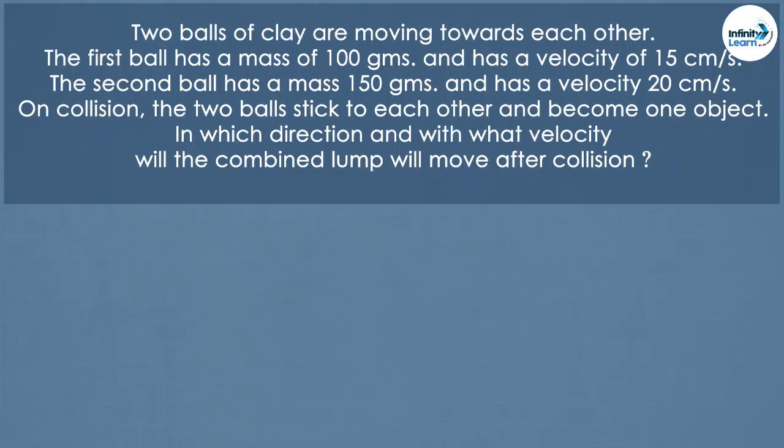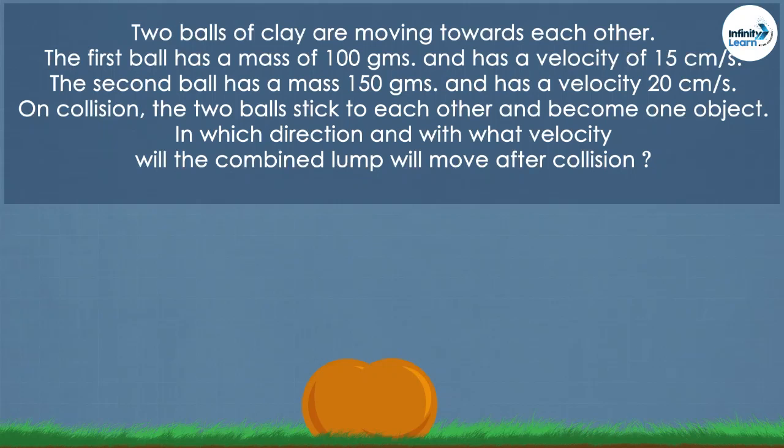Before we go ahead with the problem parameters, let's visualize the situation first. Two clay balls are moving towards each other, and they collide to become one. Let's stop here. We haven't discussed what happens after they collide. Let's assume that the ball on the left is the first ball and the ball on the right is the second ball. The first ball is moving to the right and the second ball is moving to the left.